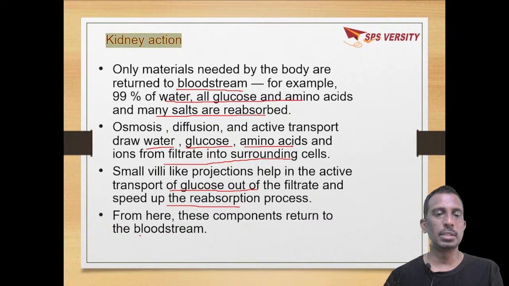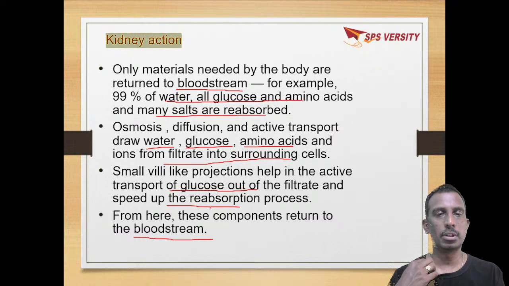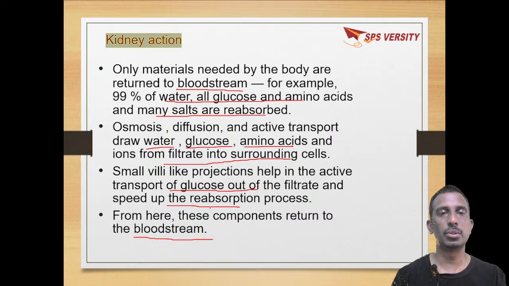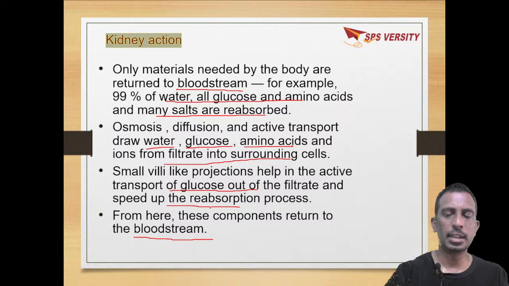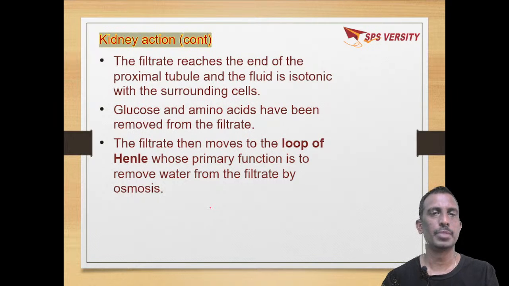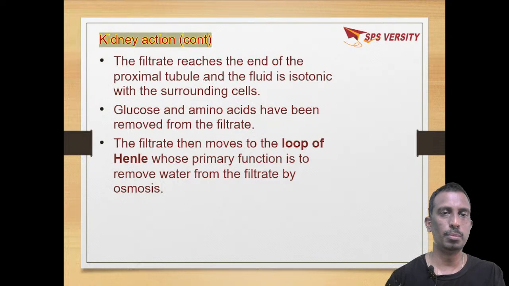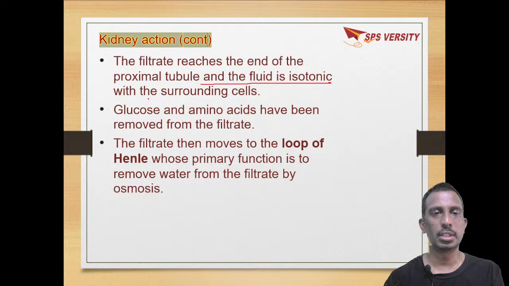From these, the components return to the bloodstream. That means whatever materials are needed for our body are reabsorbed from the nephrons by various processes like osmosis, diffusion, and active transport, and they return to the bloodstream. The filtrate, which we call urine, reaches the proximal tubule, and the fluid is isotonic with the surrounding cells.